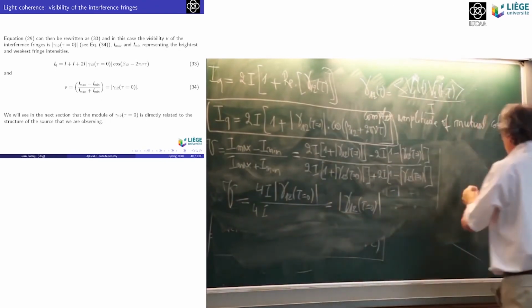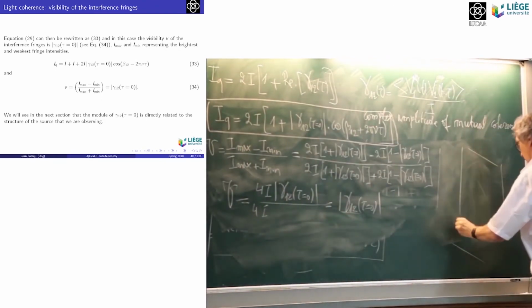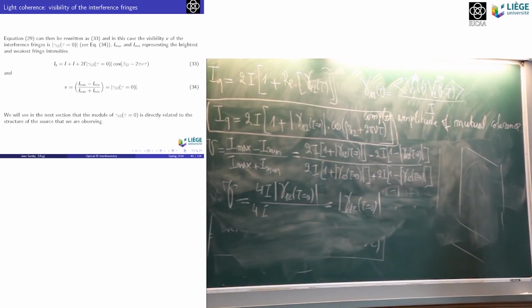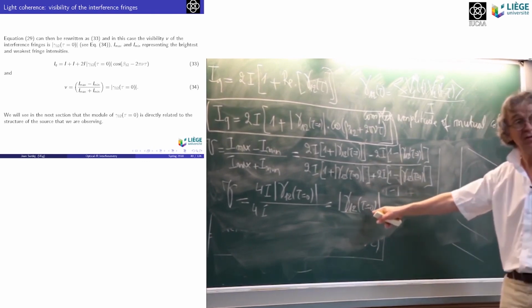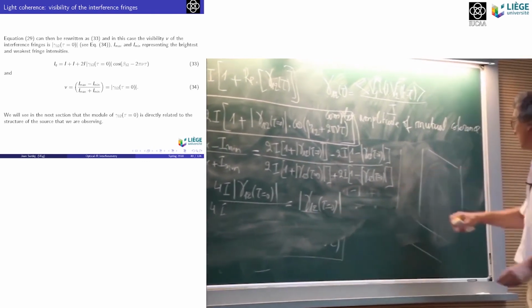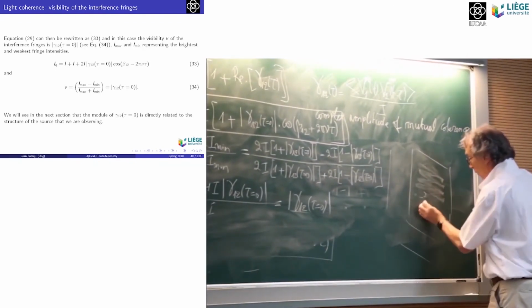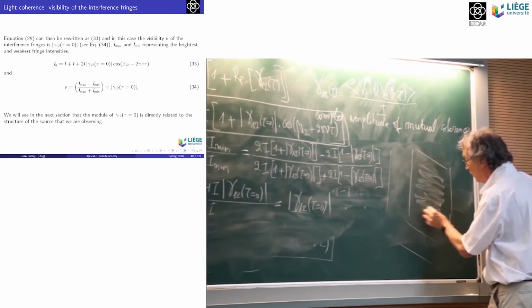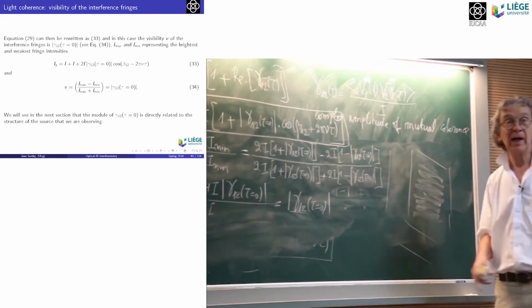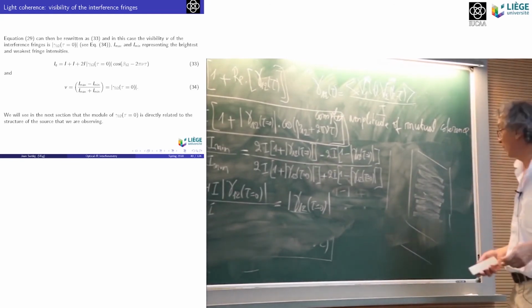In the screen of Young, if I assume that the source is being resolved, we've seen yesterday visibility equals 0. So it means gamma 1, 2 is equal to 0. So what is the visibility of the fringe? No visibility. So it means the screen is uniformly bright. I don't see any interference feature.